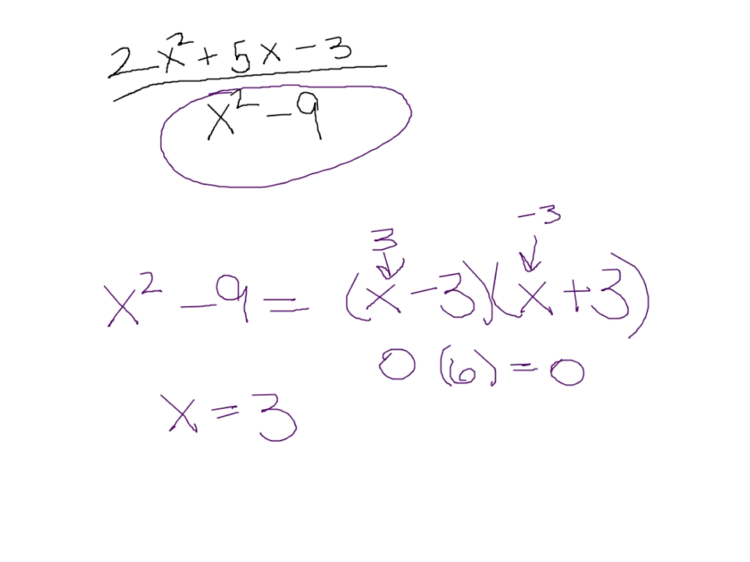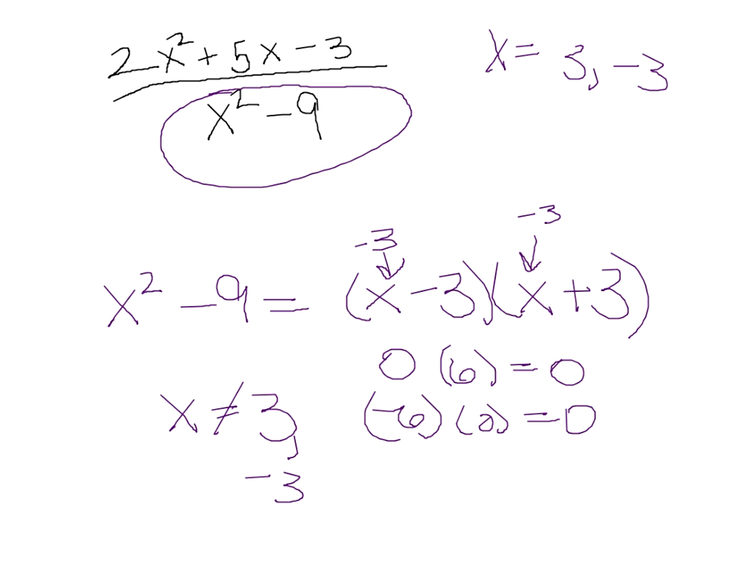Over here, if I put in x equals minus 3, I'll get minus 6 times 0, which is 0. So I don't want that to happen. So x can't be 3 and x can't be negative 3. So when it says what values make the denominator 0, it would be 3 and minus 3. So in our domain, we want to keep that from happening. Okay, so I can't let x equal 3 or minus 3.